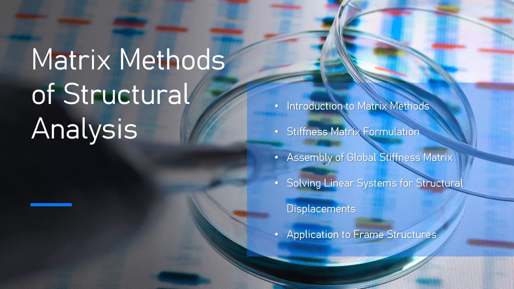3.3. Assembling the global stiffness matrix. Once the local stiffness matrices for individual elements, e.g., trusses, beams, frame elements, are formulated, they must be assembled into the global stiffness matrix for the entire structure. The process of assembly involves placing each element's stiffness matrix in the appropriate position within the global matrix, based on the connectivity between the elements and their degrees of freedom.